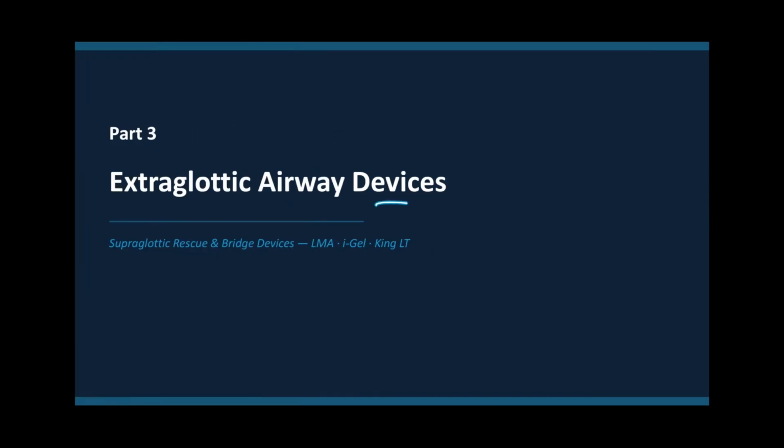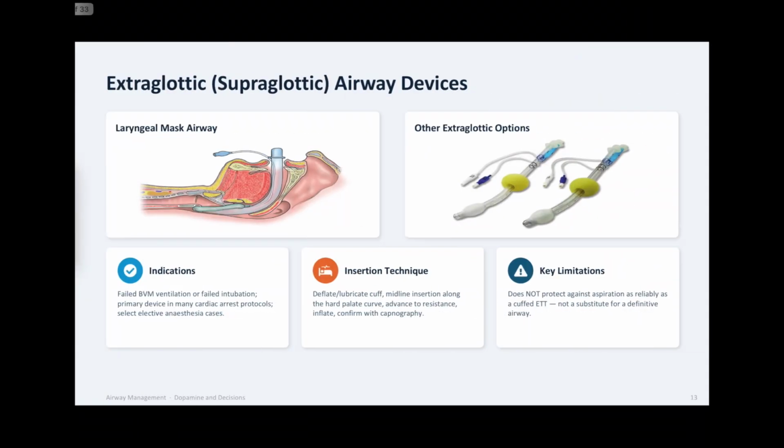The next part of our discussion is extraglottic airway devices. Sometimes, despite good positioning and excellent bag mask ventilation, intubation simply doesn't happen. This is where supraglottic airway devices become lifesavers. Devices like the laryngeal mask airway or the iGel, that I'm going to show you on the next slide, can rapidly restore oxygenation without even requiring visualization of the vocal cords. They are particularly used after failed intubation attempts, during cardiac arrest, or as rescue devices while preparing a definitive airway. Insertion is straightforward. Just lubricate the device and insert it along the hard palate until you feel resistance.